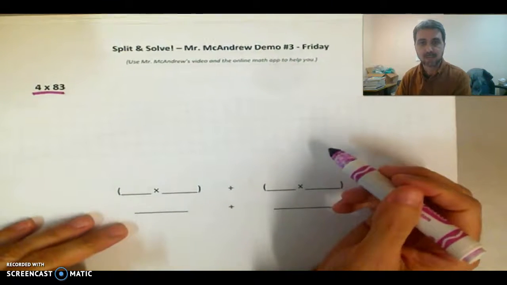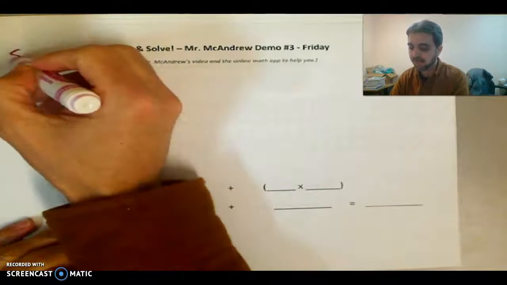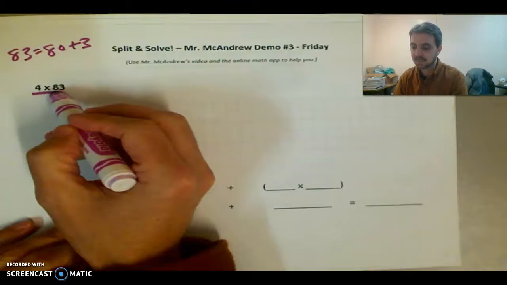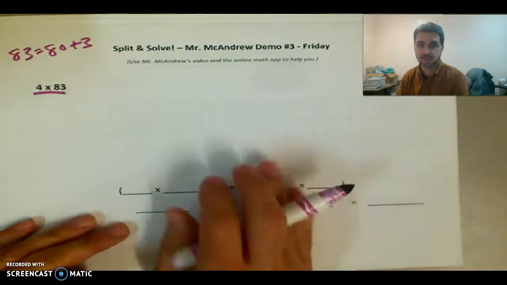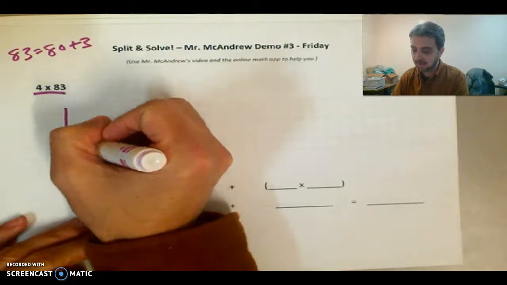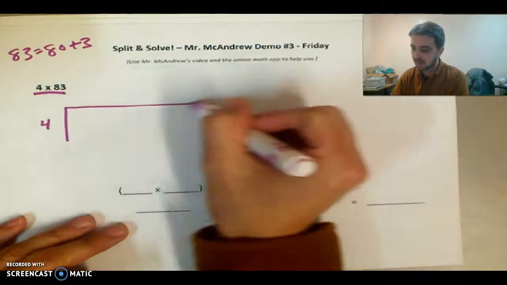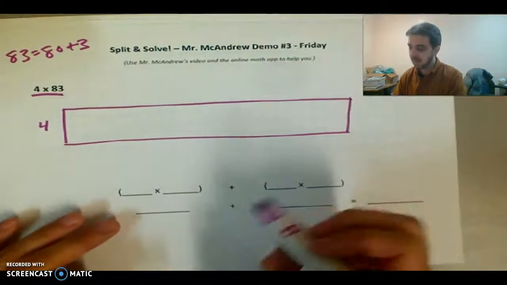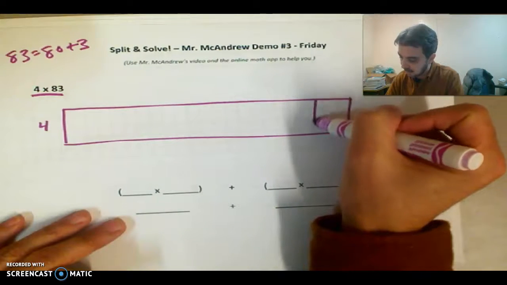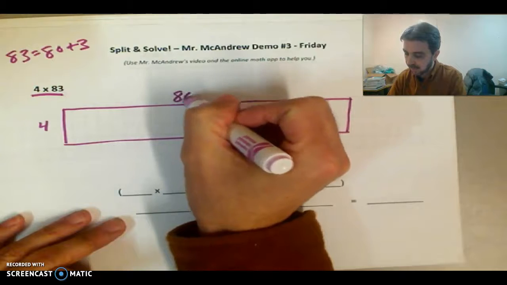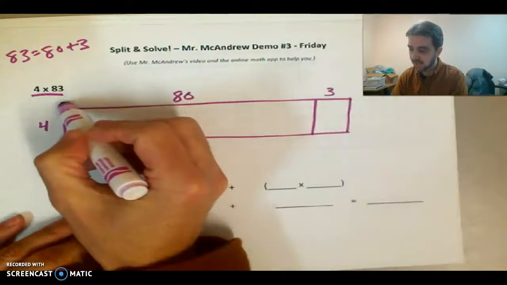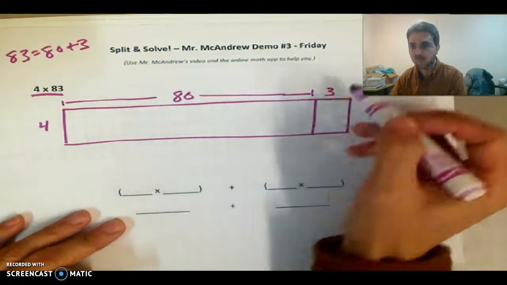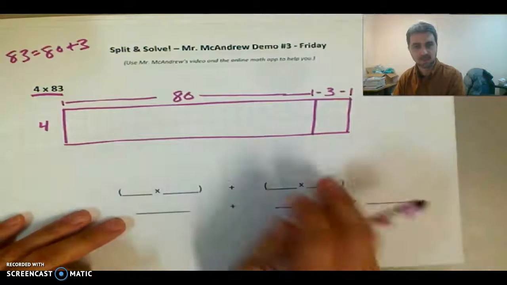So 4 times 83, I'm going to break up my 83 into 80 plus 3. Okay, 8 is worth 80 and 3 is worth 3. So if I had a rectangle, let's say that's 4. Pretty long. Okay. And I'm going to say that here's 80 and this is 3. So from here all the way to here is 80, and then from here to here is 3, okay?